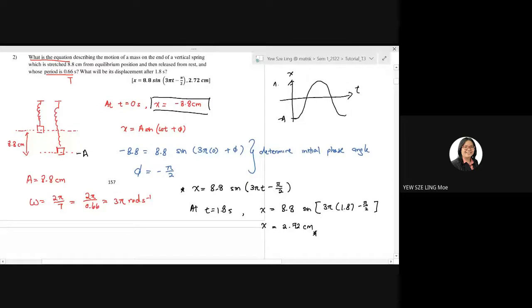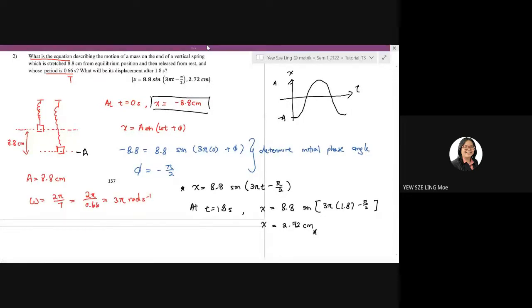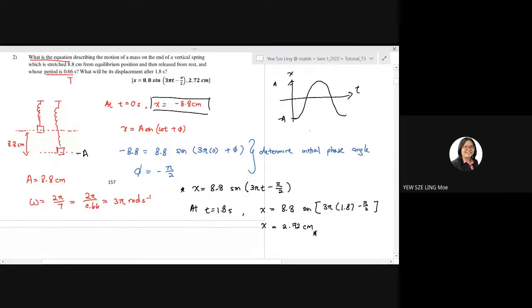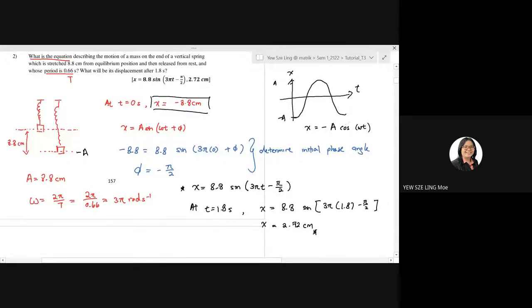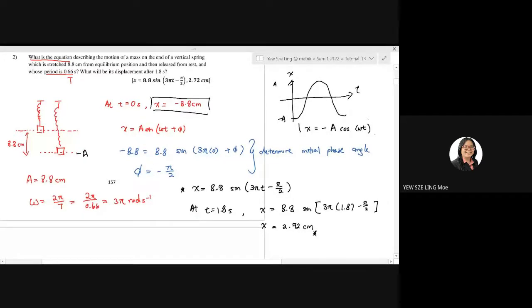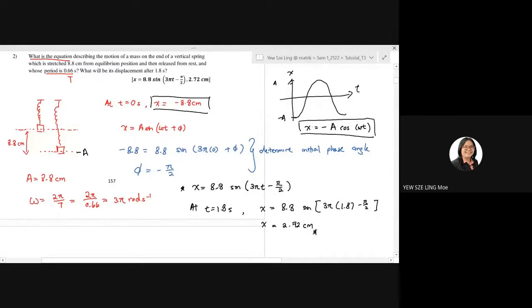So this is your A. You have an inverted cos graph. Therefore, your general equation is x equals negative A cos omega t. Also can. Okay, it's nothing wrong. So you have two ways in determining the equations.